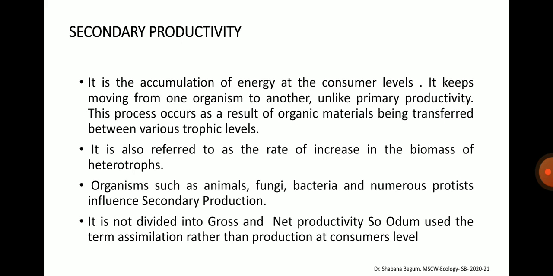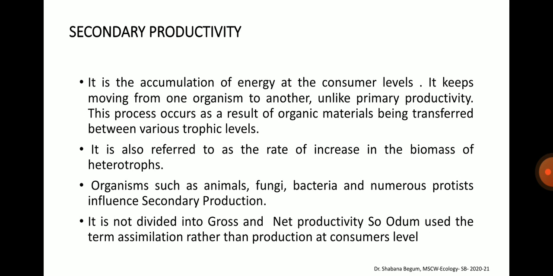Now it's time to learn about secondary productivity. So, secondary productivity is the accumulation of energy at the consumer levels. It keeps moving from one organism to another, unlike primary productivity. This process occurs as a result of organic materials being transferred between various trophic levels. The secondary productivity is also referred to as the rate of increase in the biomass of heterotrophs.